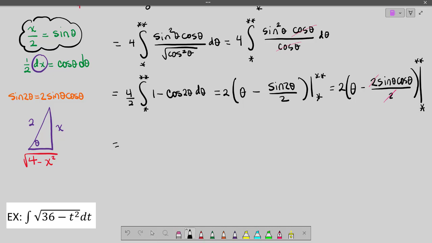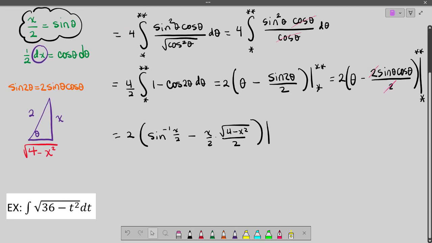So we will have 2 theta. We come up here and solve for theta. That's inverse sine of x over 2. Sine of theta is x over 2. Cosine of theta is square root 4 minus x squared divided by the hypotenuse, which is 2. Now we're back to x limits, 0 and root 2.